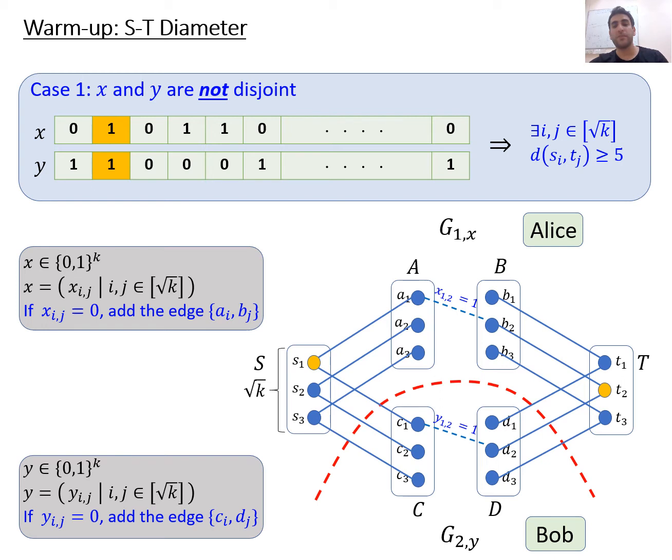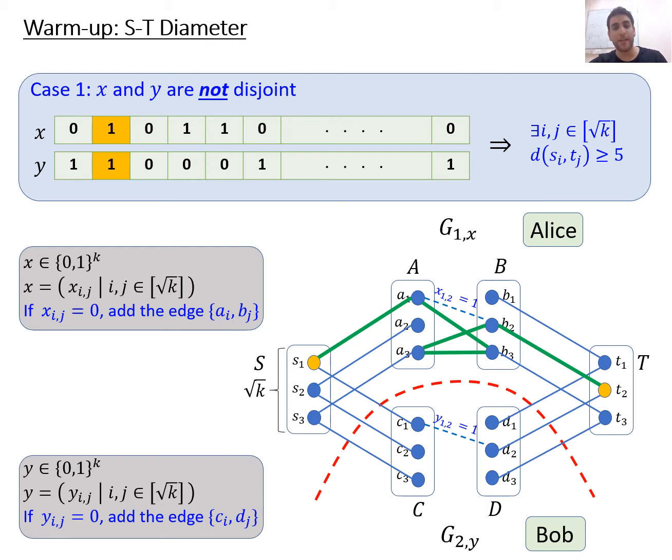Okay, and now what you can prove is that because we don't have any of these shortcut edges, one of them must be replaced by a path of length 3. Okay? And what you can show by some case analysis is that because at least one of them must be replaced by a path of length 3, the distance between S1 and T2 is at least 5. And you can show that in the non-disjointness case, the ST diameter of this construction is at least 5.